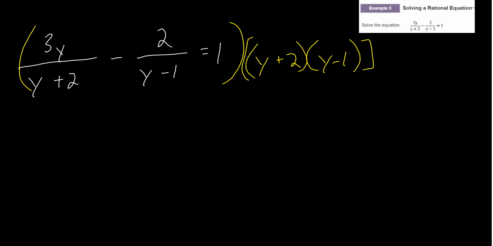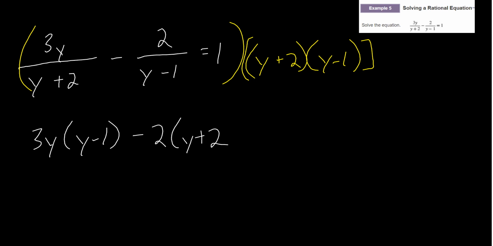If we distribute here, we're going to end up with a 3y. The y minus 2's cancel, so we're going to have 3y times y minus 1. And then minus, we're going to distribute here. The y minus 1's are going to cancel, so we're going to have 2 times y plus 2. And then it's going to be equal to simply y plus 2 times y minus 1.